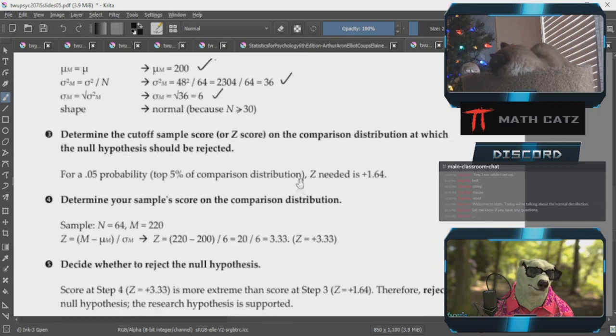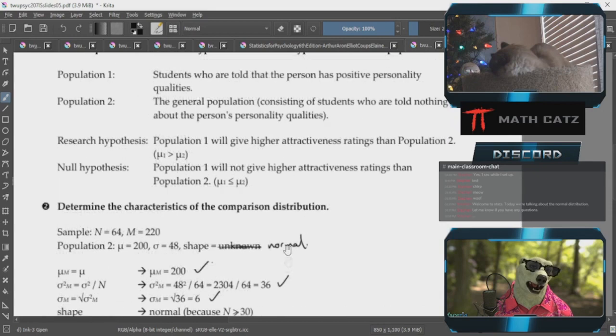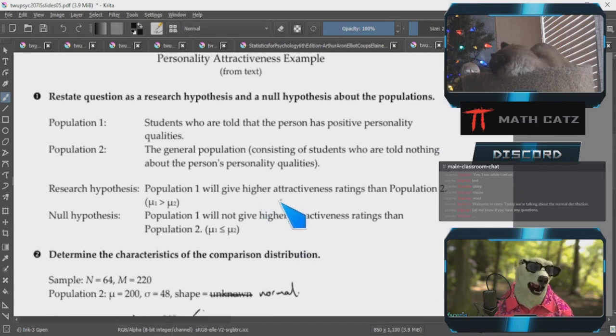So we could say a variety of things. This is much more extreme than the cutoff. Therefore, we reject the null hypothesis in favor of the research hypothesis. It doesn't prove the research hypothesis. I emphasize that every time. The evidence supports the research hypothesis that, in fact, the mean of people that are given this positive personality information is bigger than my comparison distribution mean.